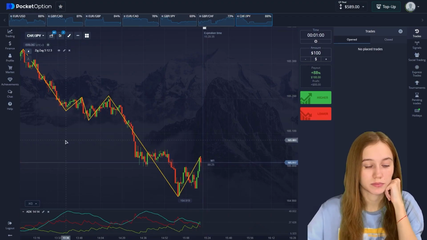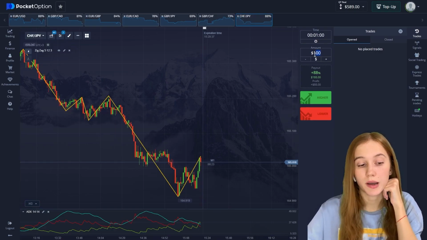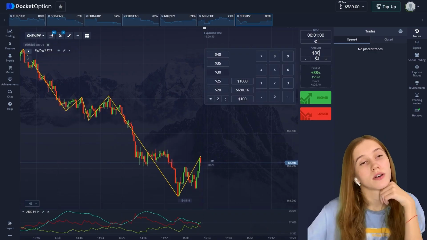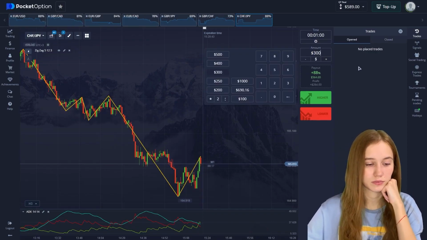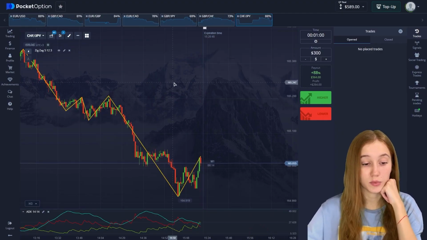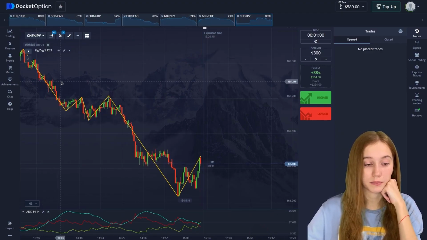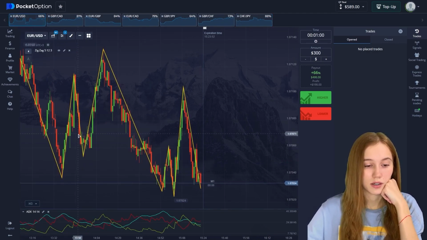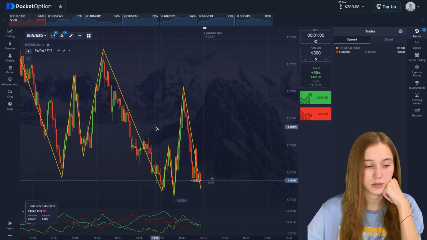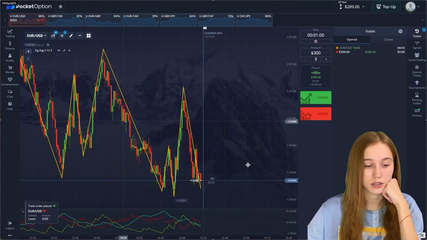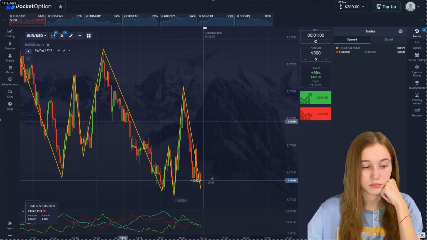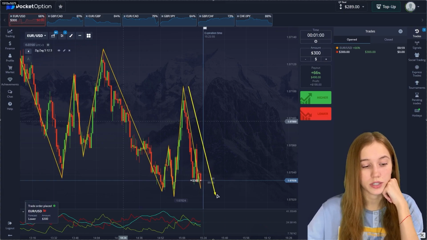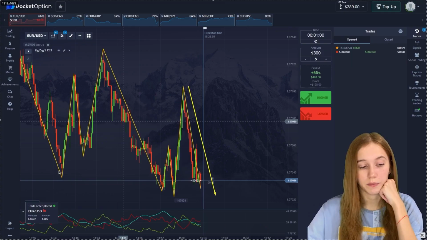So let's move on. Let's set the deal amount to $300. And let's move on to the first concept. Let's go in circles. Our first deal on this concept, let's open down. The chart is going down, we see a downtrend. What happens next will be a downward trend.